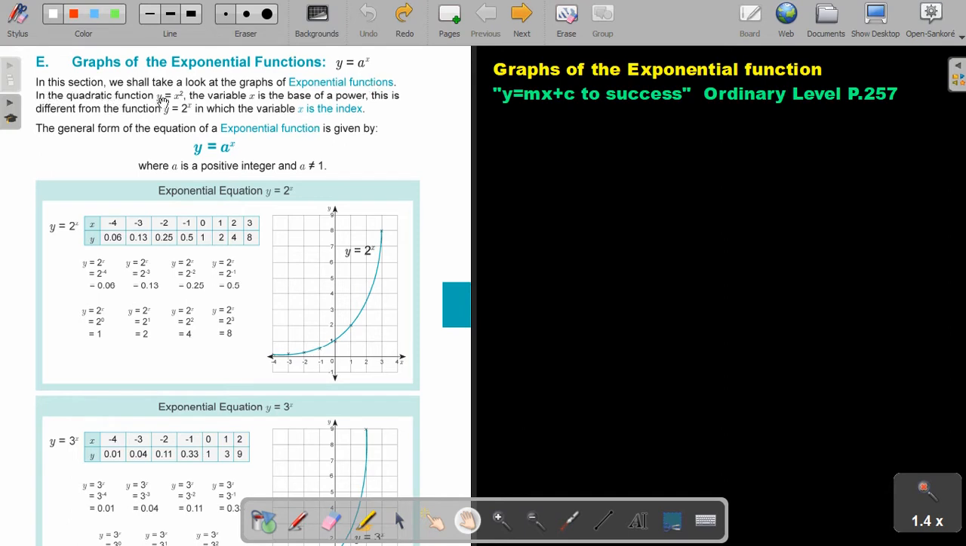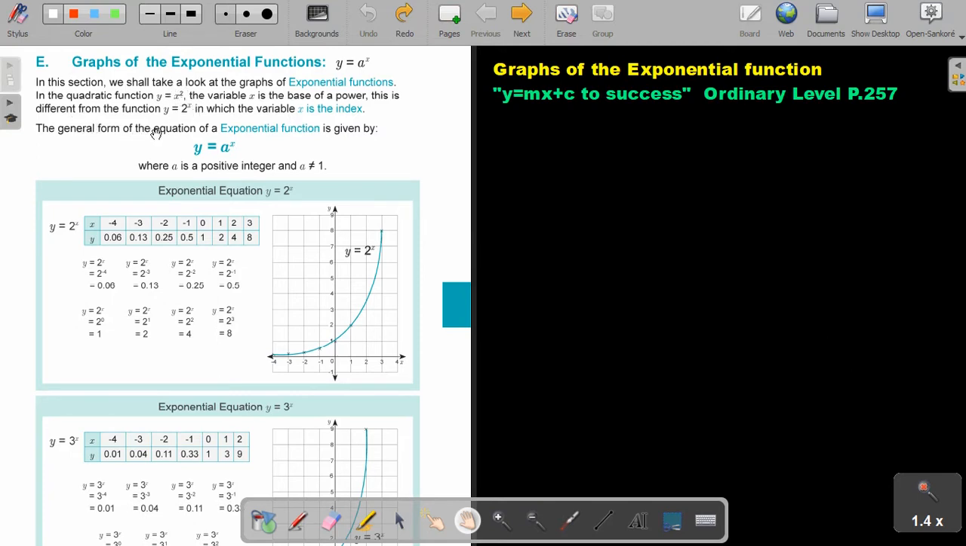In the quadratic function, that is x to the power of 2, the variable x is the base of a power. This is different from the function y equals 2 to the power x. In this case, the base is a number, a constant, in which the variable x is the index. So it's almost like it's just swapped.